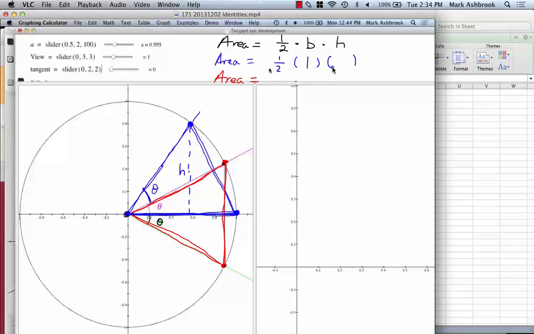Are we good? Does that make sense? What's the height of the blue triangle? It's a sine, right? Because it's a vertical height to the circle. Of what angle? 2 theta. Swept counterclockwise from 3 o'clock is 2 theta to get to that point.